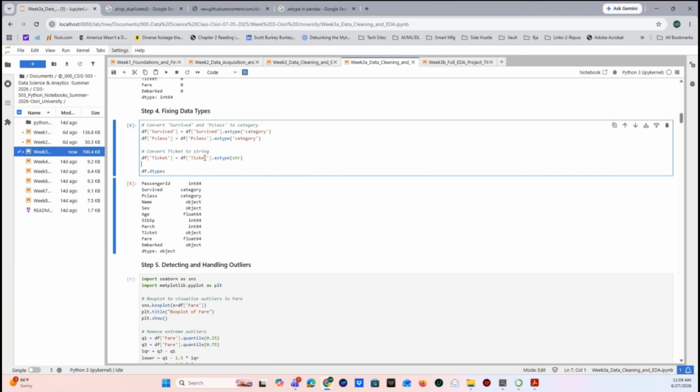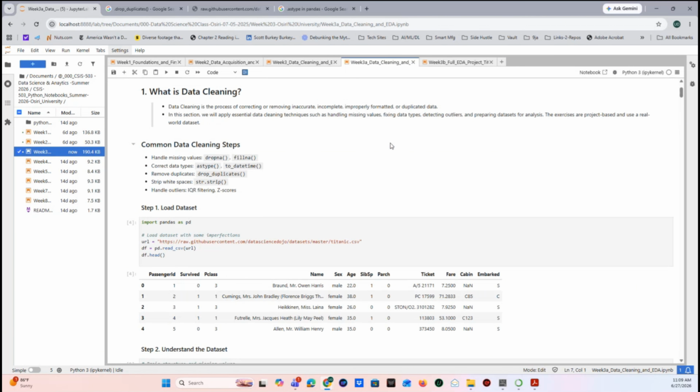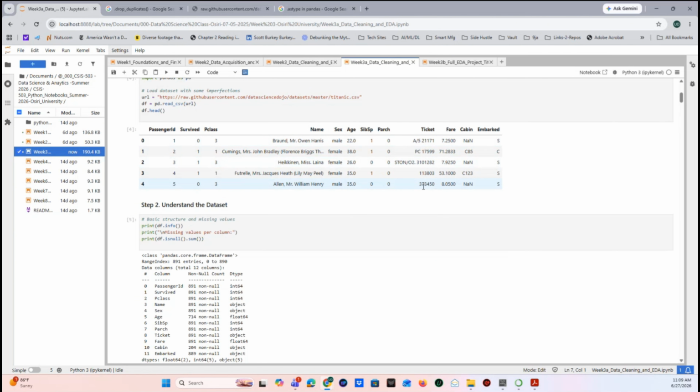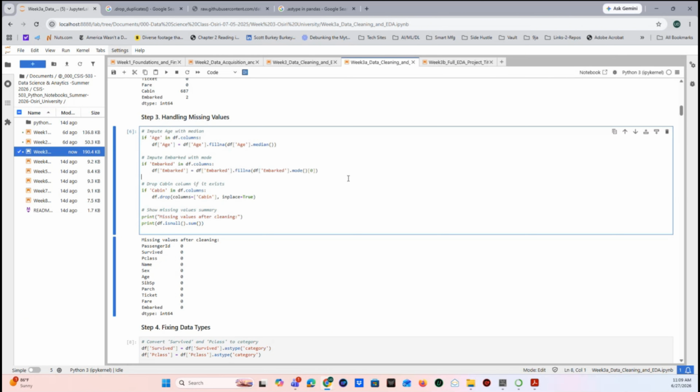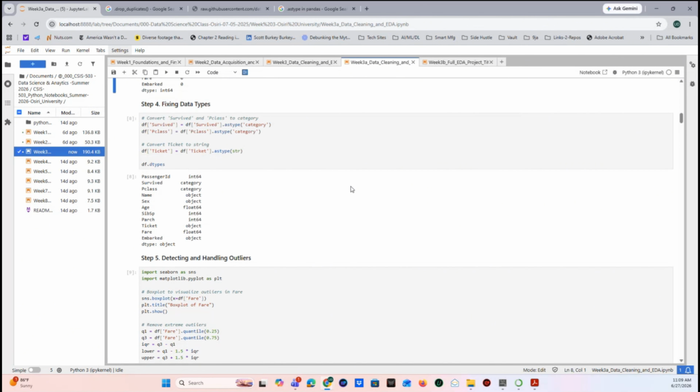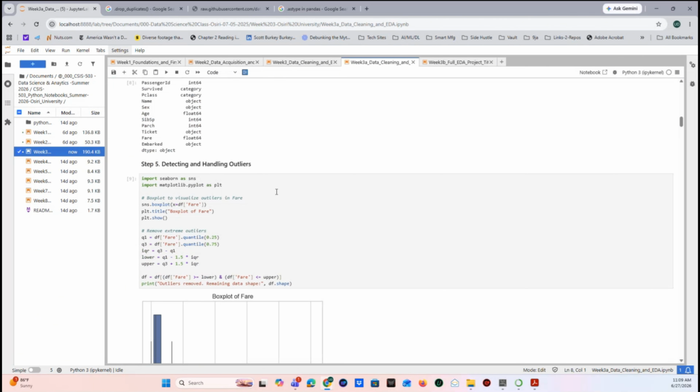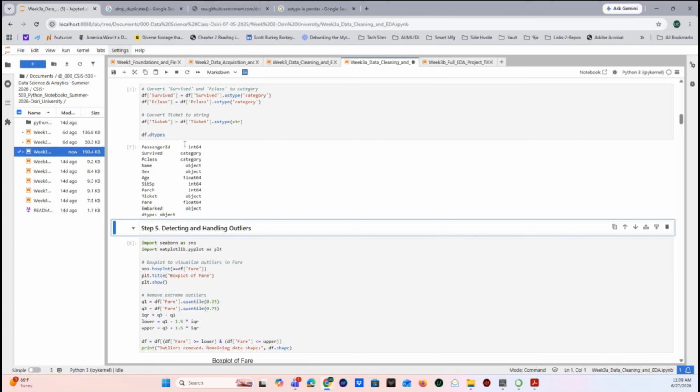Convert tickets to string. So anything I see under tickets, I want it to be a string. Let's go back and see what our tickets look like. I don't want a situation where this will be read like a number, because we are not going to manipulate this. So I want everything on this ticket column to be considered a string. Because if you don't do that, it might just mess up your analysis. So when you run this, for both of them, you are now seeing that they are specific objects or categories.